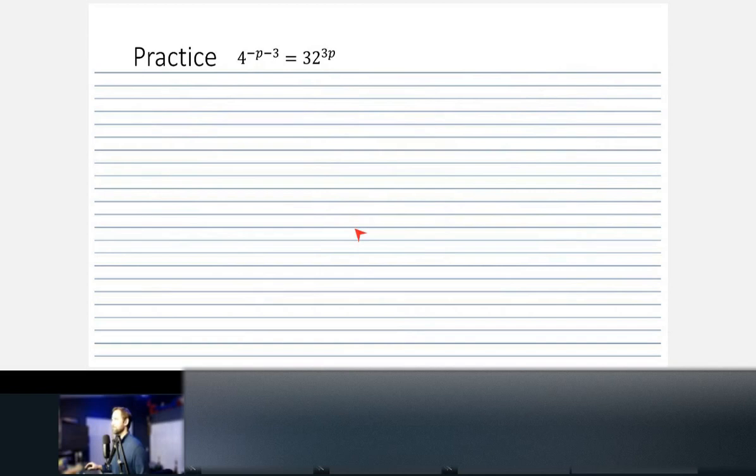Okay, everyone, try this problem. Let me give you all my phone in my pocket. Let's say 2.5 minutes to do this problem. All right, ready, go.